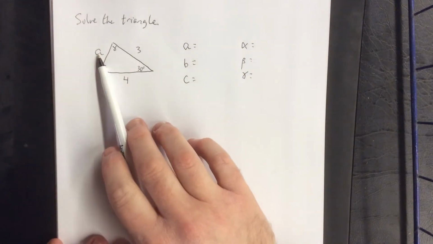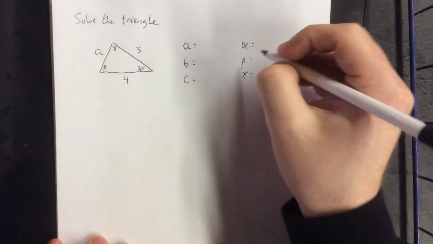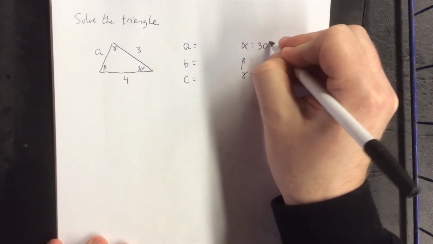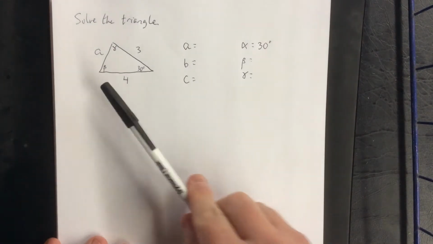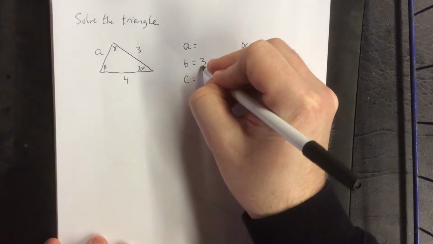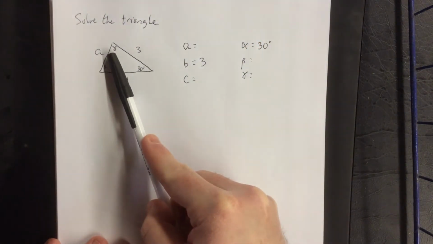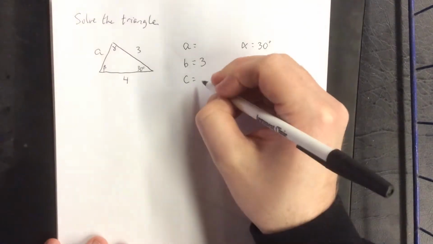I see side A is labeled, and across from it I see a 30-degree angle, letting me know that 30 degrees is referring to the angle alpha. I see across from angle beta is the side 3, so 3 is going to be B. I also see that across from the side 4 is the angle gamma, so that means that this side is referring to C.